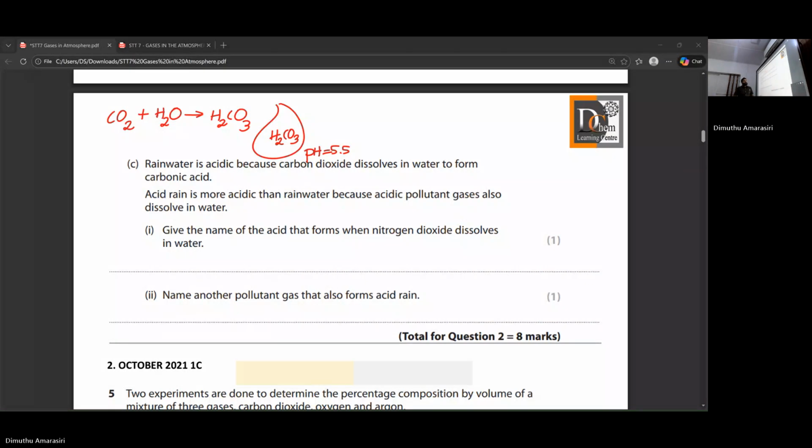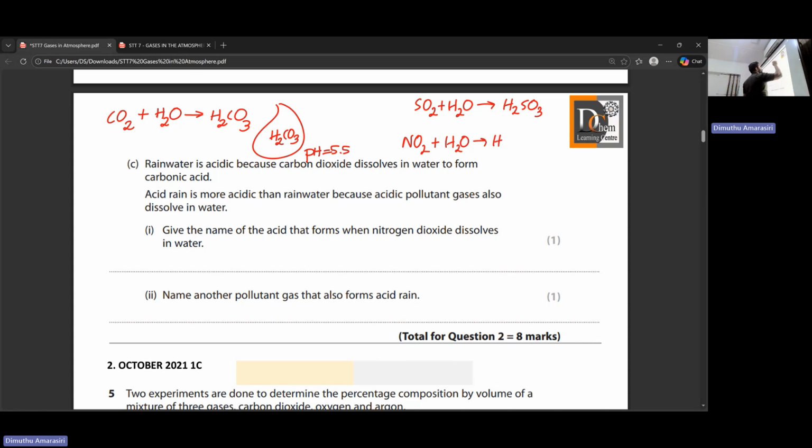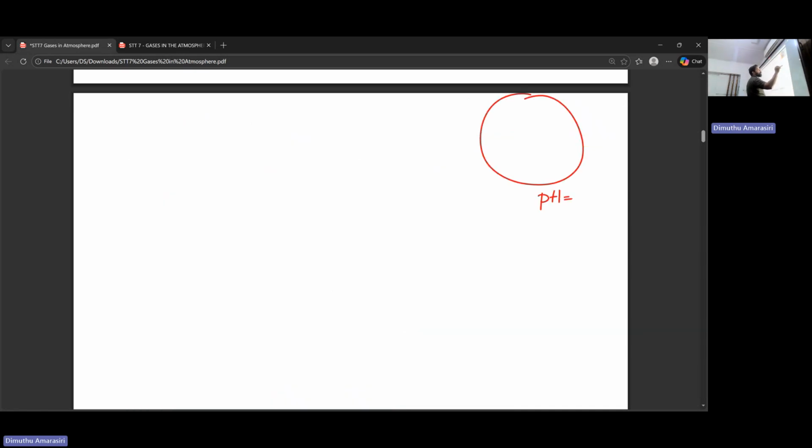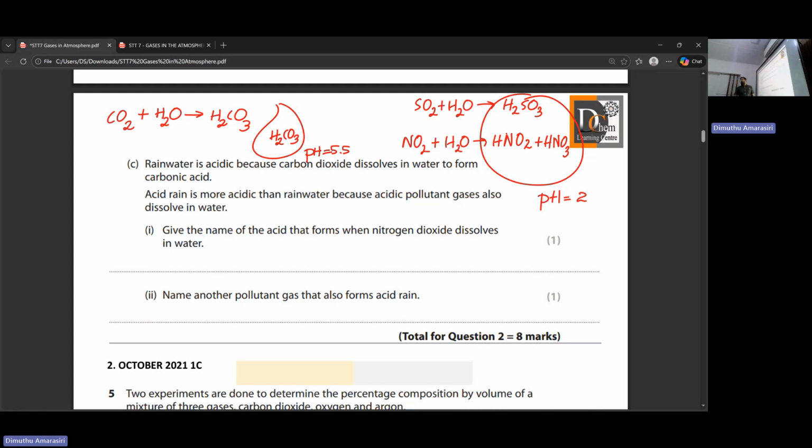But if nitrogen dioxide or sulfur dioxide dissolves, when sulfur dioxide dissolves, you need to remember, sulfurous acid is produced. When nitrogen dioxide dissolves, interestingly, it gives you two acids, nitrous acid and nitric acid. Together, the pH is around 2 or 1. So they are too acidic. So that rain is too acidic.